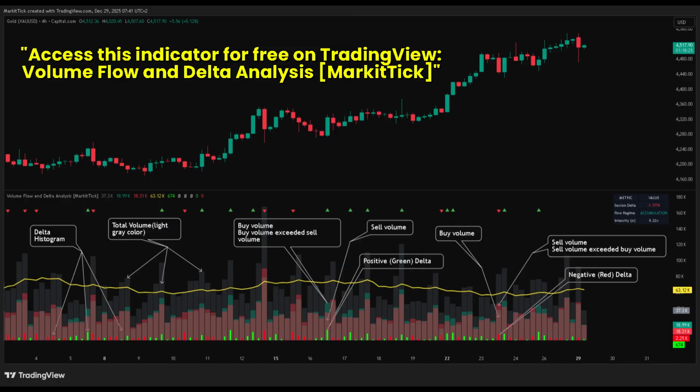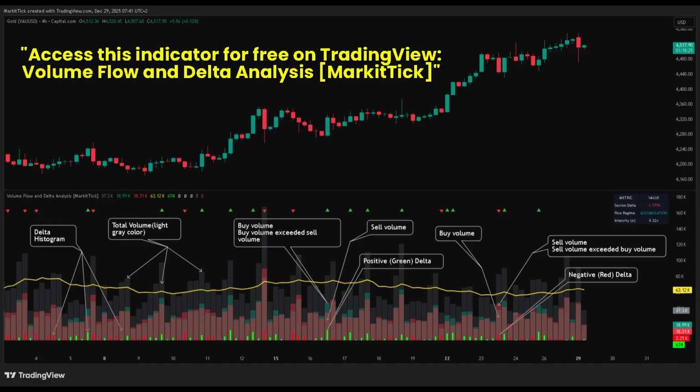How to use. This tool is designed to be a complete decision support system. Here is how to interpret its various components. The volume histogram. The background histogram displays total volume, while the foreground bars show the split between buying, teal, and selling, red, flow. Use this to gauge the quality of a move. A price rally accompanied by high teal volume is healthy, a rally on low volume or high red volume is suspect. The delta histogram. This plots the net difference.